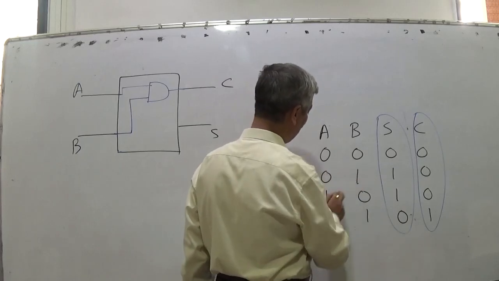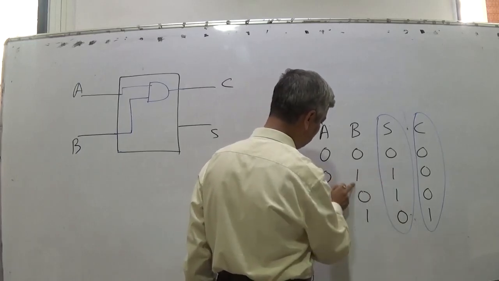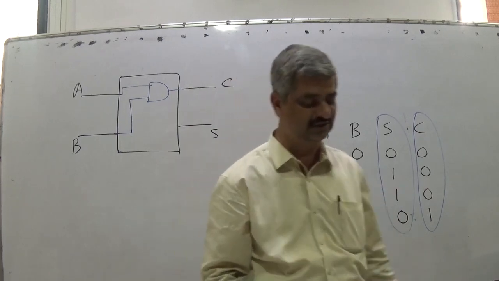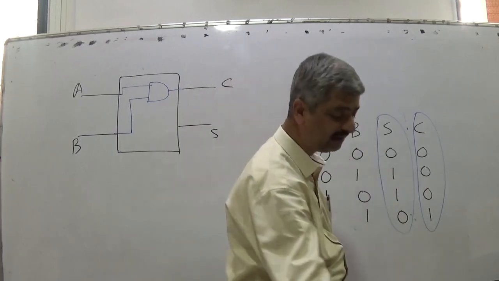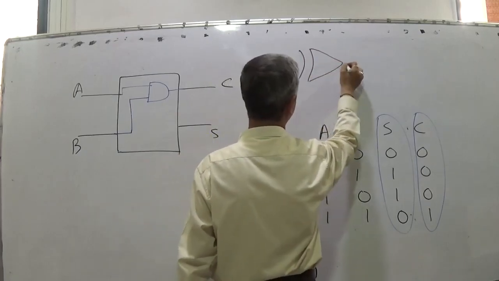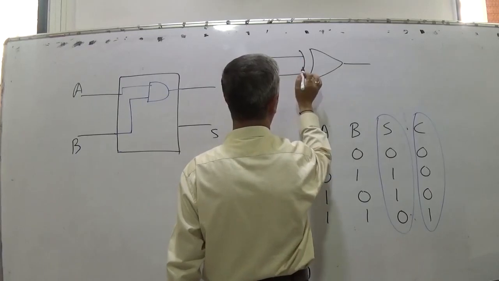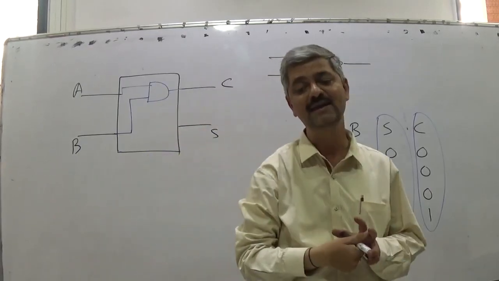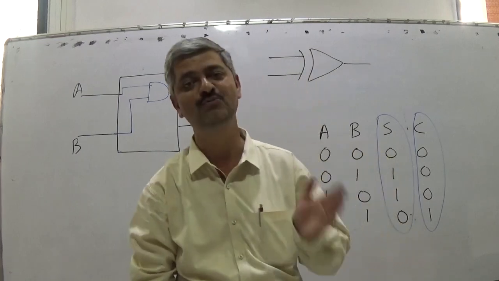When one input is 0 and the other is 1, the answer is 1. When one is 1 and the other is 0, the answer is 1. This is the truth table of what? XOR gate. What the XOR gate tells is that if only one of the inputs is 1... For an OR gate, if one input is 1, output is 1.